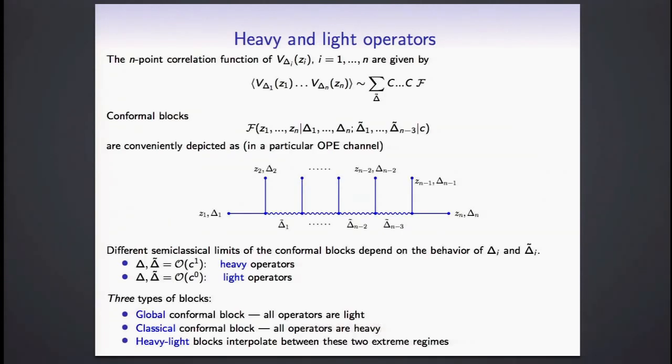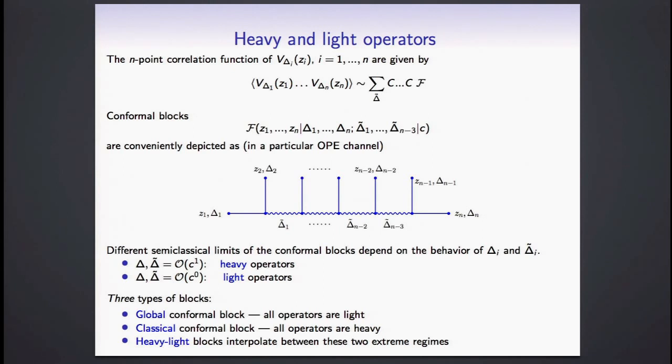We are on a sphere, and suppose we have an n-point correlation function composed of n primary operators with conformal dimensions delta. They are inserted on a plane, so we identify plane and sphere. So they are inserted on a plane in different points labeled by z and z bar. I decided just to write down the holomorphic part of the correlation function, and I will explain it later.